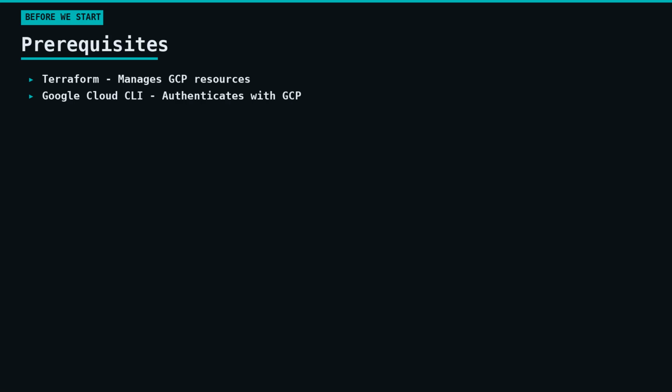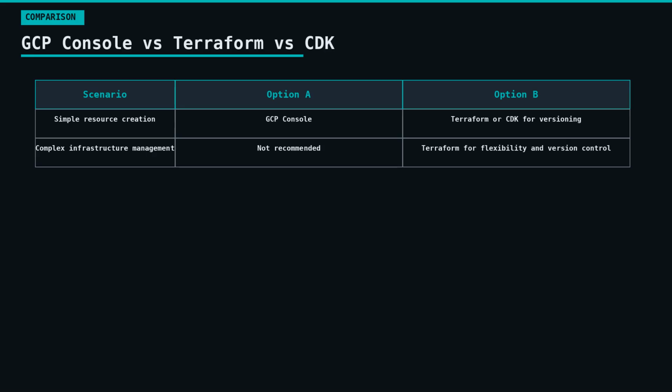When deciding how to manage your GCP resources, you might consider using the GCP console directly versus using Terraform. The GCP console is great for manual, one-off changes or for getting familiar with GCP resources. However, for managing complex infrastructure setups or for teams, Terraform is more suitable because it provides version control and reproducibility. Another option is using Cloud Development Kit, CDK, which allows you to define cloud infrastructure in code but is more specific to certain providers and may not offer the same level of flexibility as Terraform.